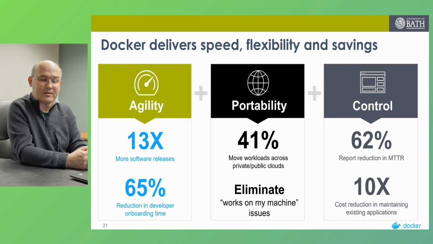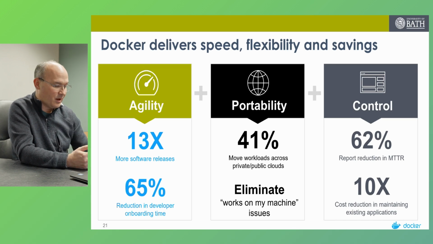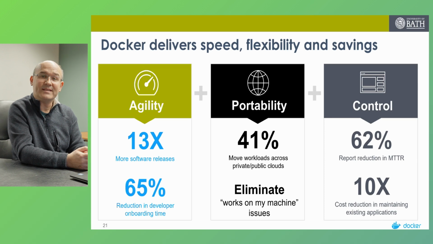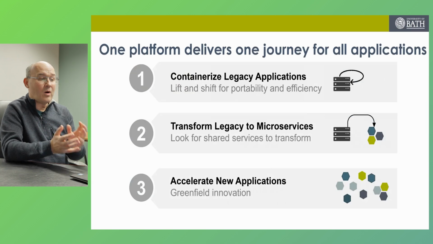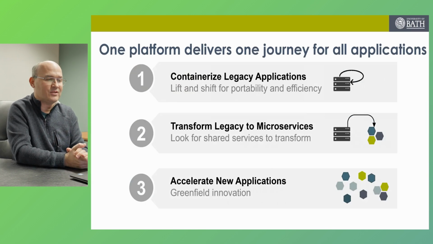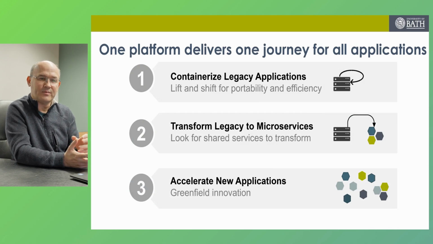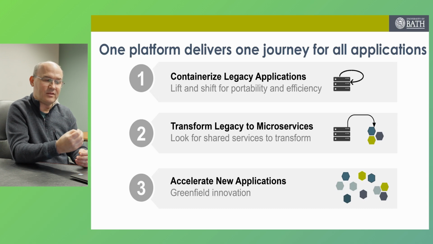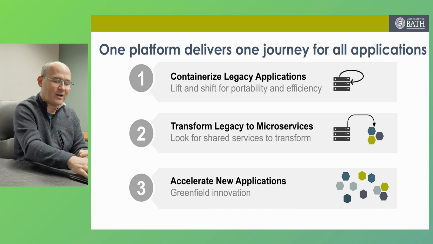And this was also a study from Cornell University in Q1 of 2016. And again, these numbers are validated time and time again, just because of the efficiency gain that we get when we deploy Docker. And so one platform delivers one journey for all applications. We containerize legacy applications. That's called lift and shift to give us portability and efficiency. We transform legacy to microservices, looking for shared services to transform. And we accelerate the development of new greenfield applications and innovations when we use this technology as well.